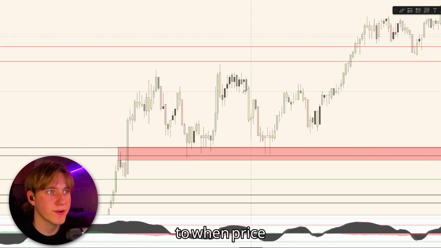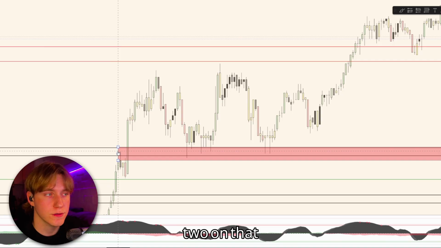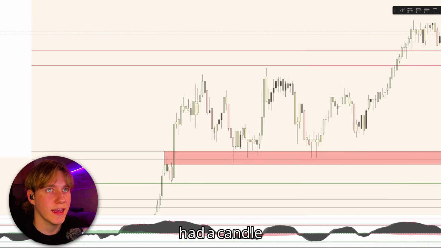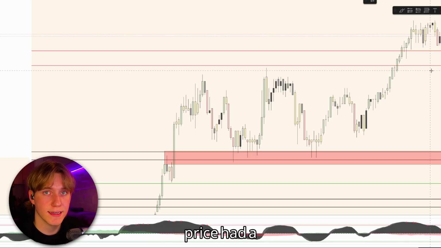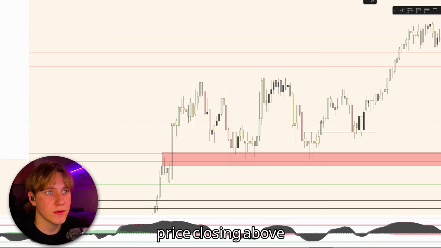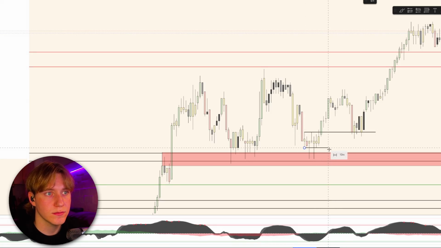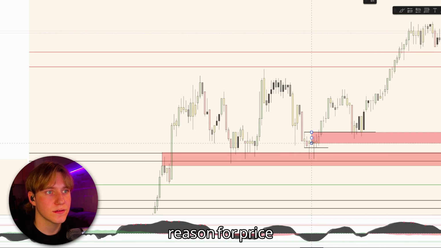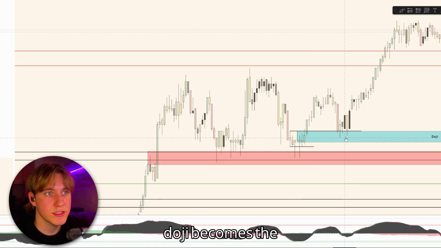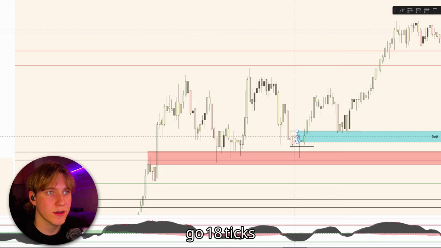So let's apply that same logic to when price came back to our fortification on that standard deviation of 2 on that original New York AM MCR. We never continued with price until price had a candle count, which was step number 1. But step number 2 was it only went bullish and continued in its bullish drive once price had a candle count above a doji. So that was the original candle count, right? We had price closing above this original candle where price failed to close below. What was the reason for price to not continue? We had our candle count confirming above a doji, where that doji becomes the support for your stop loss. And this is why we can go 18 ticks with our stop loss: if we govern at least this doji, we govern that 18 ticks.